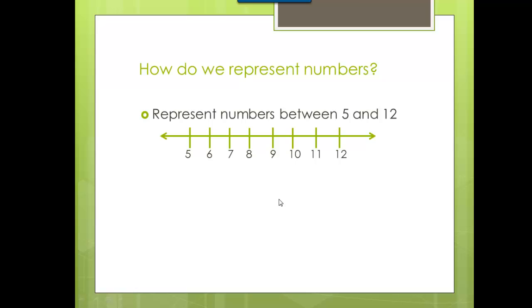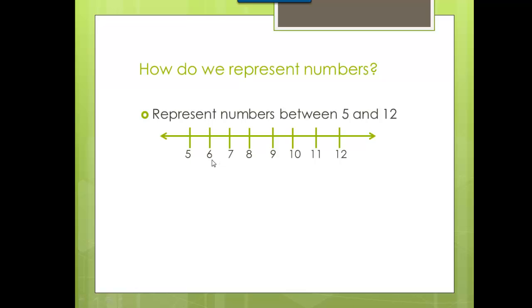Now we need to mark those lines to represent the numbers that we're being asked for between 5 and 12. Well, what numbers are between 5 and 12? Let's look. Is 5 between 5 and 12? No, 5 is equal to 5, so I would not mark it.